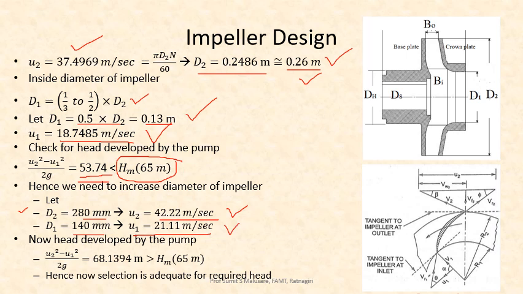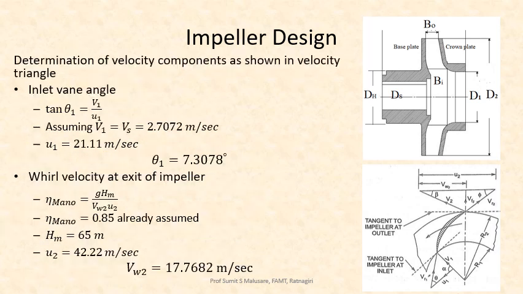Now if you put all those two values in this formula and check it, then you are getting the head developed by the pump as 68.1394 meters, which is greater than the manometric head. So now whatever assumptions we have made over here, we can say that those assumptions are correct. Okay, we move ahead.